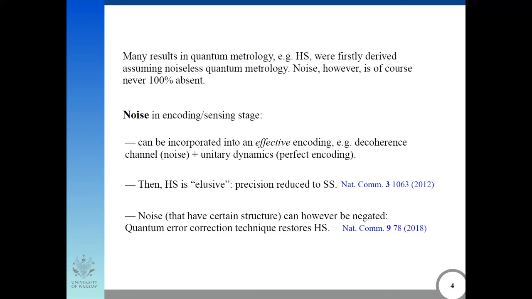One of the most popular noises is the family of decoherence noise. It can be shown that this kind of decoherent noise can be effectively incorporated together with the encoding stage, the perfect encoding stage, which is described by, for example, unitary dynamics. As a whole, you then have an effective non-unitary dynamics, but still trace preserving, so in general a CPTP map. In this case, however, it has been shown that for the most general kinds of decoherence noise, the Heisenberg scaling will be lost in general, and your precision will be reduced to a standard scaling. So this is the unfortunate part.